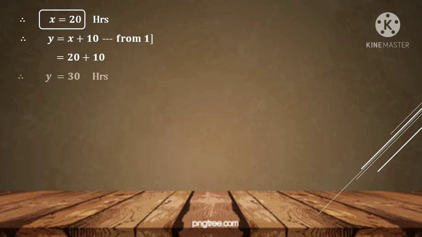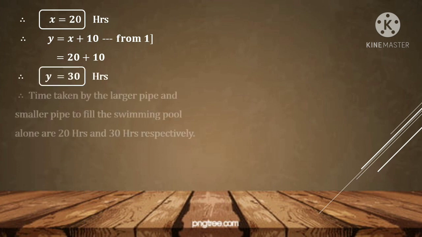So therefore the solution we got is that the time taken by the larger pipe and the smaller pipe to fill the swimming pool alone are 20 hours and 30 hours respectively.